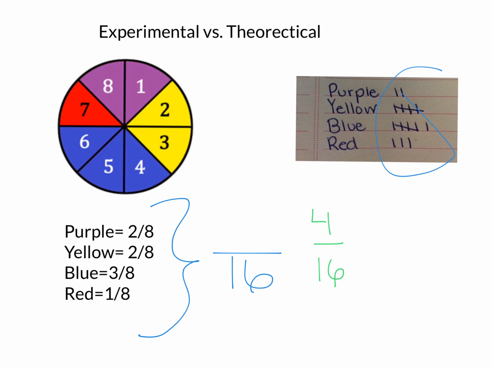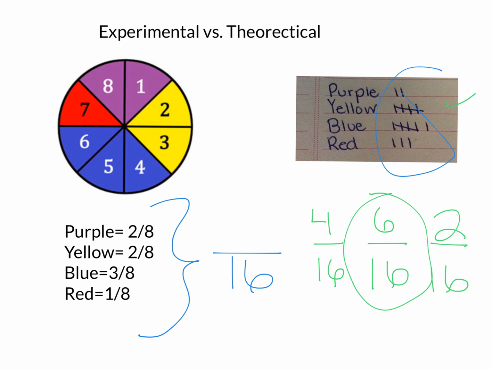The blue would turn into 6 out of 16, and the red would be 2 out of 16. So if we look at the results, purple or yellow, did it happen 4 times? No, but yellow's pretty close at 5, so we may have to revisit that one. The blue happened 6 times, and that's the exact fraction we got.